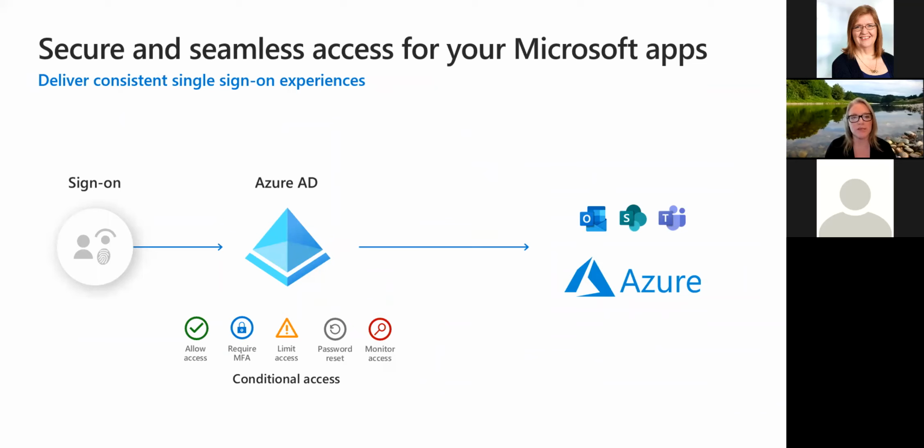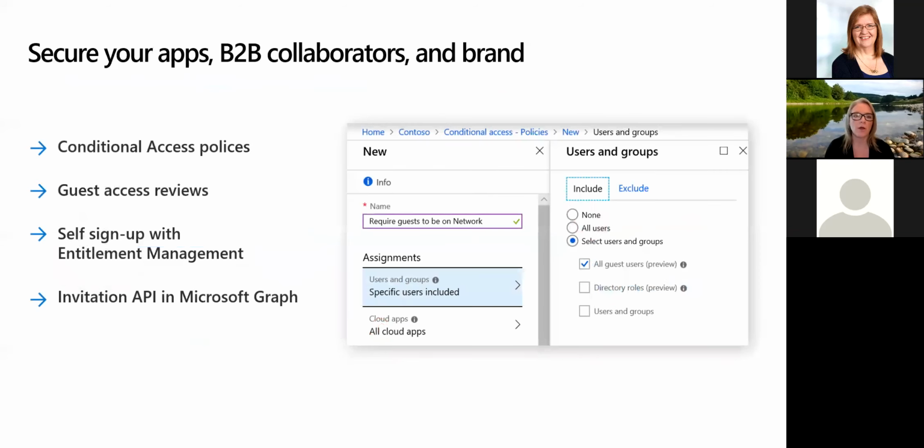So the sign-on process, and I'll walk through what that invitation process is, but when a guest will sign on coming into your tenant or the other way around, in Azure AD, you get these capabilities called conditional access. This is where you can require MFA, you can limit access, you can do some monitoring of the access while you're going out to Outlook, SharePoint, Teams, and even utilizing, of course, Office, Word, PowerPoint, etc. So securing your apps, this is really about conditional access.